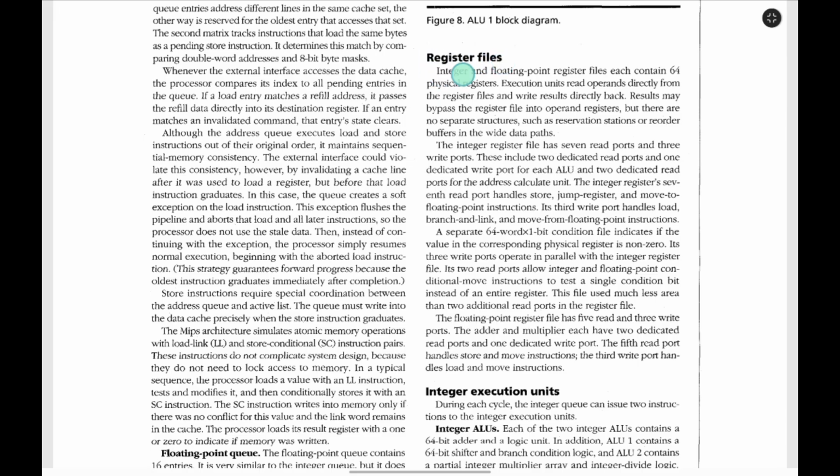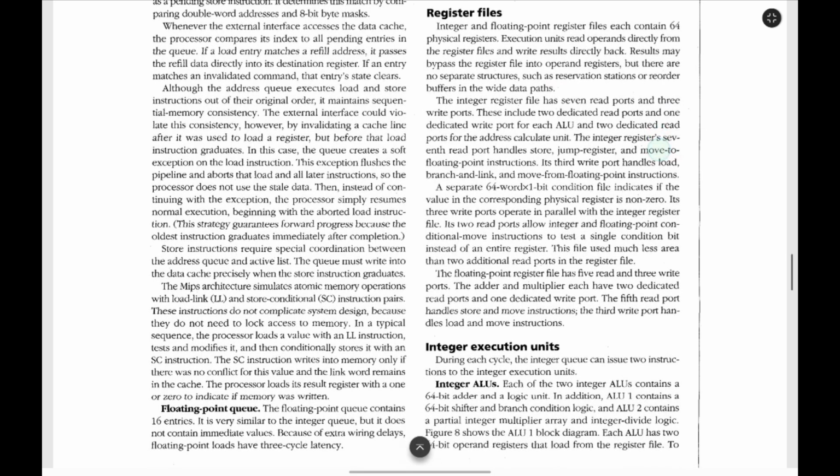Register files. The integer and floating point register files each contain 64 physical registers. Execution units read operands directly from the register files and write the results directly back. A result may bypass the register file and go to the operand registers, but there are no separate structures such as reservation stations or reorder buffers, and a wide data path.